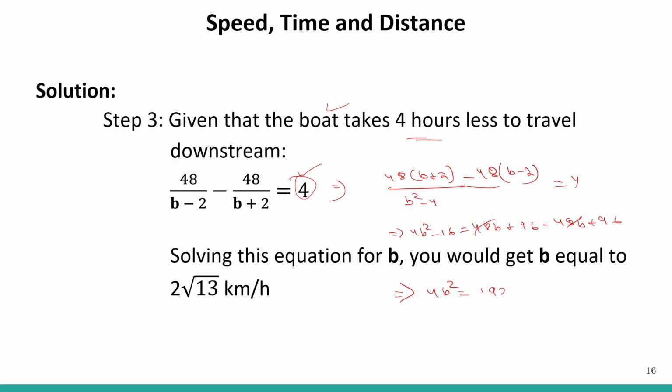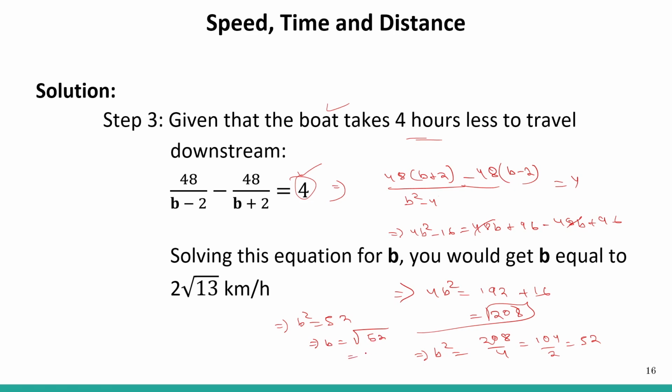So it will be 192 plus 16, right? So this will be 208. Okay, this is 4B square. So this implies that B square is equal to what? 208 by 4. So this is equal to nothing but it is 104 by 2 is equal to 52. Okay, so this implies that B square is equal to 52. So this implies that B is equal to what? Square root of 52. So square root of 52 will be what? So it will be 13 root 13 into 2, or 2 root 13 it is.